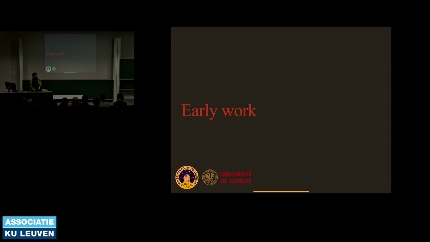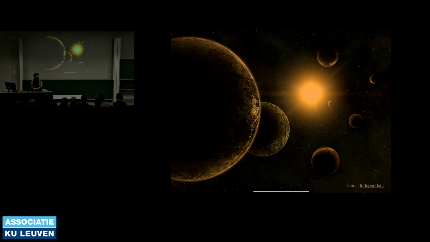So starting with my early work, which was done at the Geneva Observatory, and starting with a very brief overview of science. Humans have been looking up at the night sky for millennia, and in those millennia, we've been able to discover a lot of really interesting things about space. One of those interesting phenomena is exoplanets. These are planets that go around stars that are not our sun.